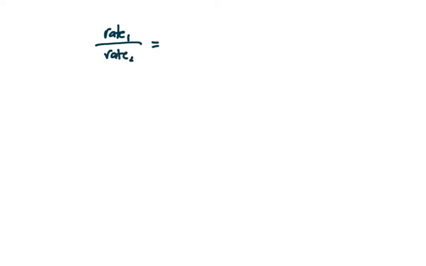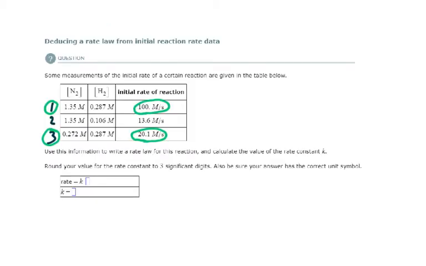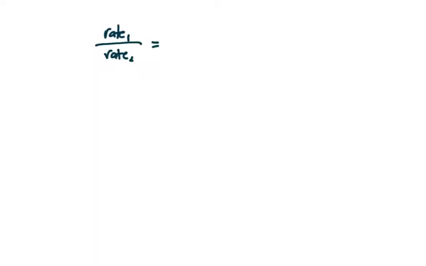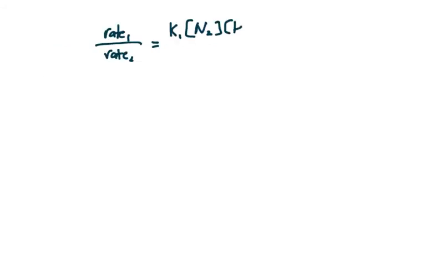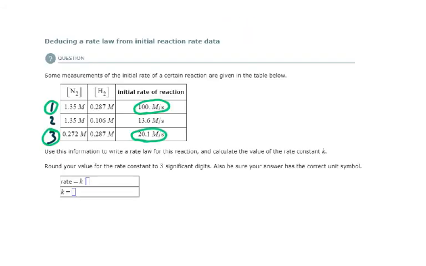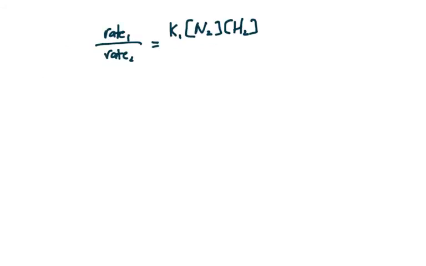Well, what is rate 1 equal to? What's the rate law, right? How do we write a rate law for this first reaction? It's equal to K, whatever K is, times the concentration of N2 times the concentration of H2, right? And I'm going to do the same thing for this second one. Rate 2 is equal to K multiplied by the concentration of N2 times the concentration of H2.